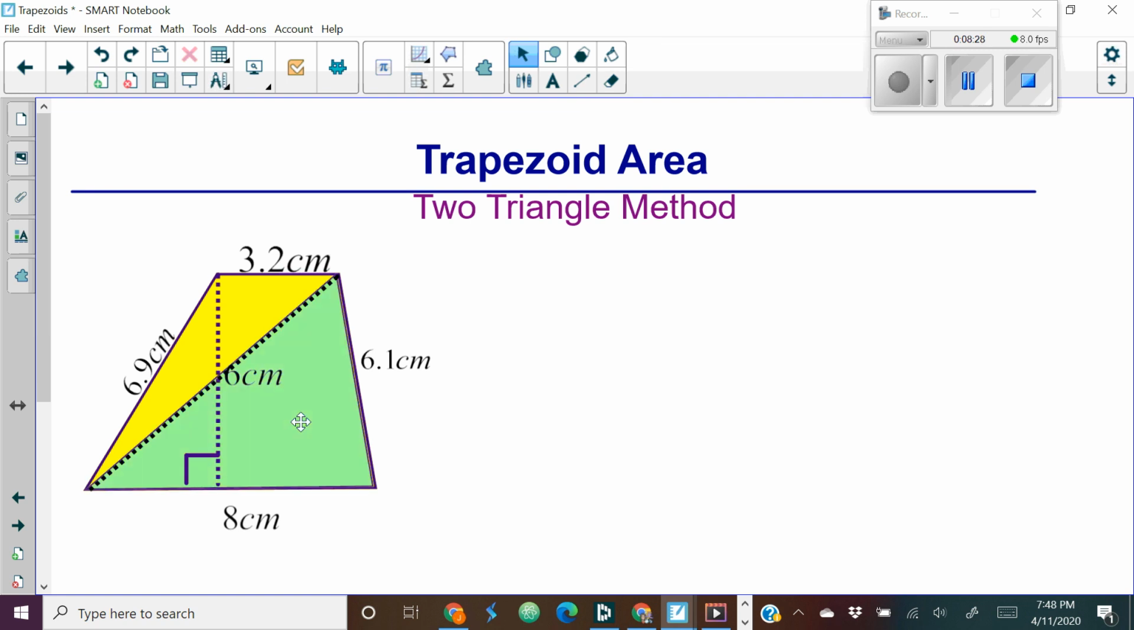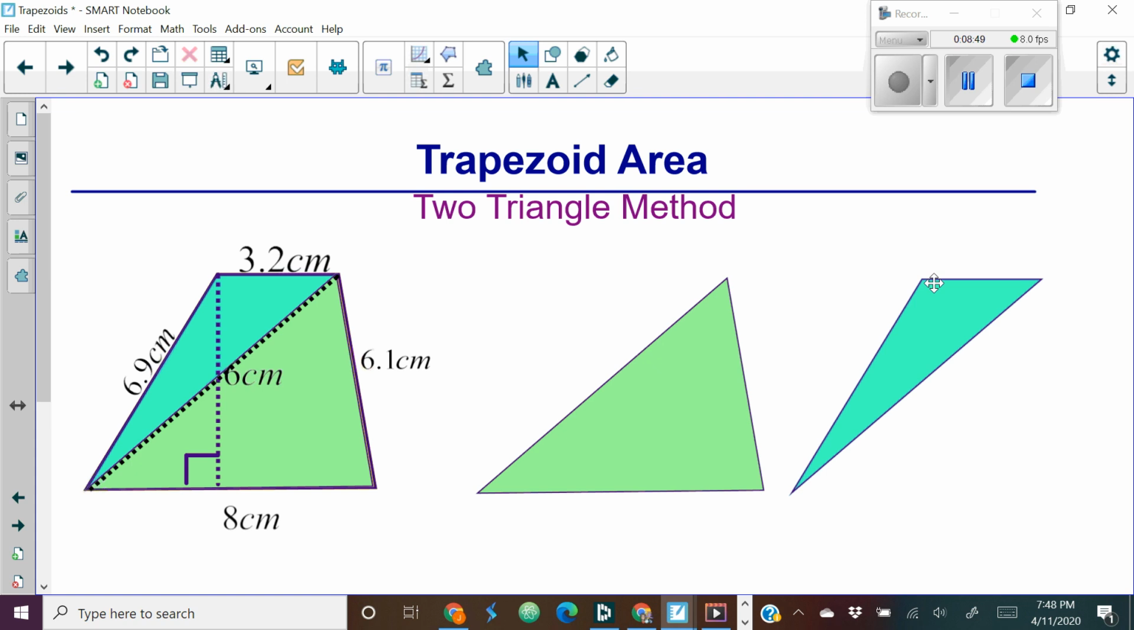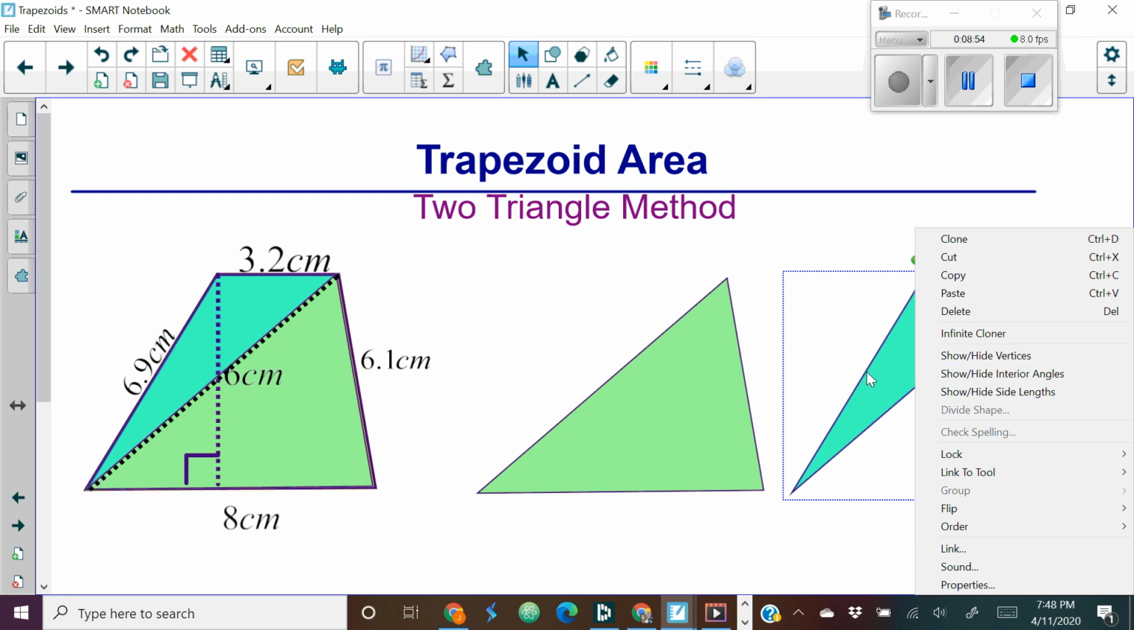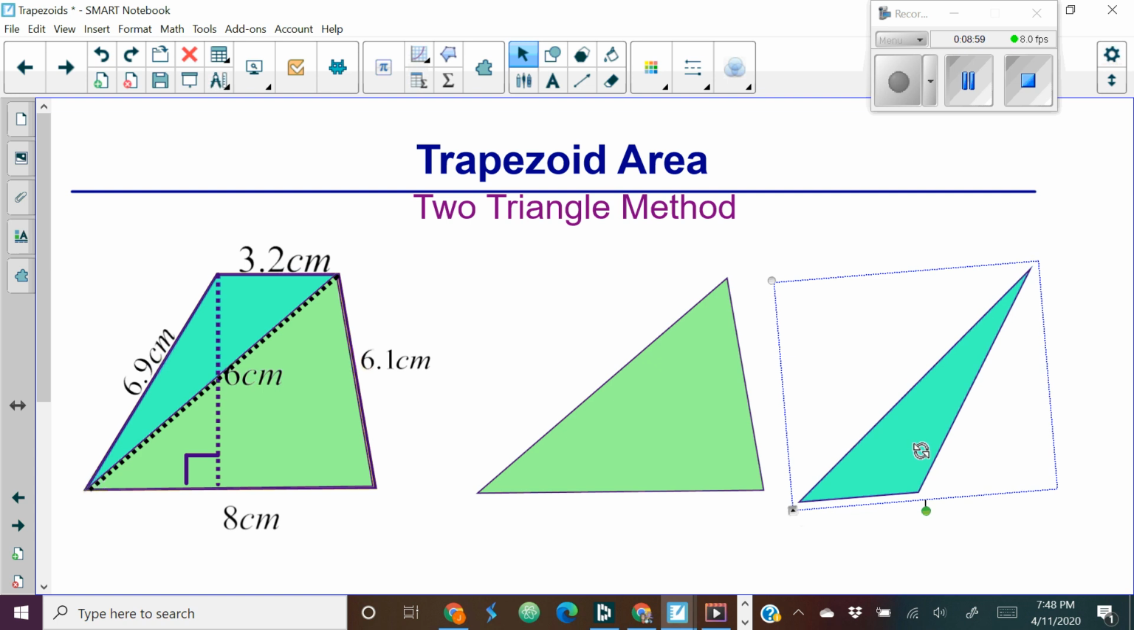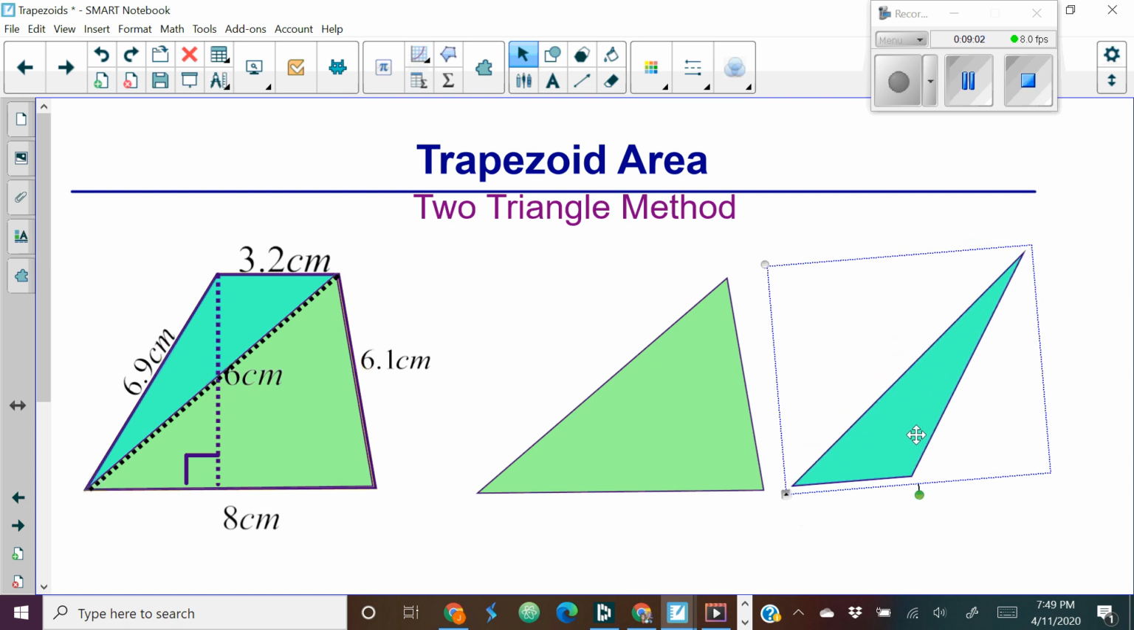There's this green triangle, and you guessed it, a blue triangle. So if I can find the area of each of those triangles, then I can find the area of the trapezoid. So I just need to add the green triangle to the blue triangle. And what I'm going to do with this blue triangle is I'm going to rotate it, because I think it's a little bit easier to think of that when it's rotated, to see where the base is.